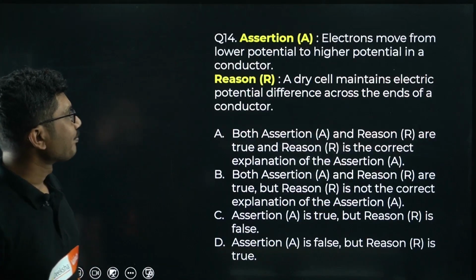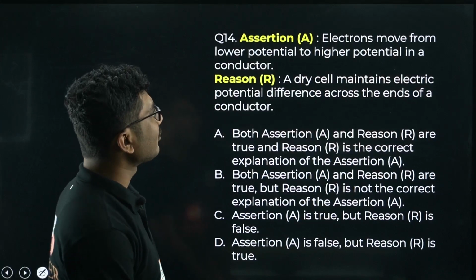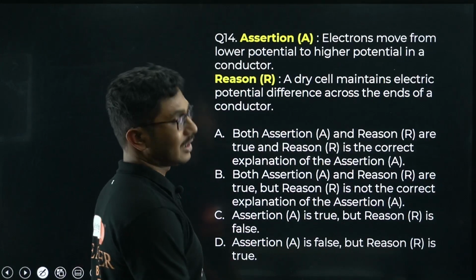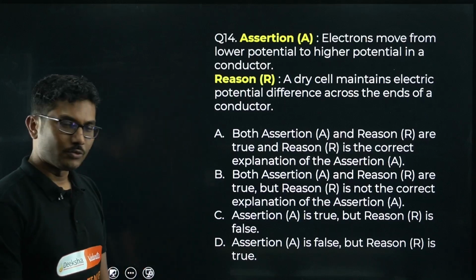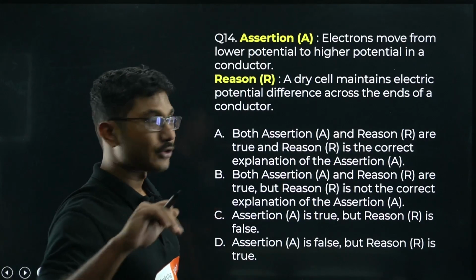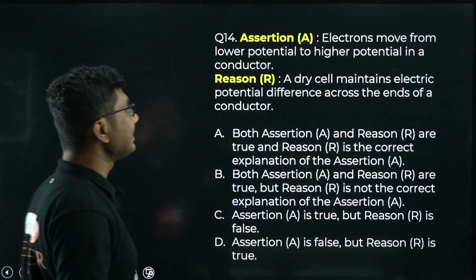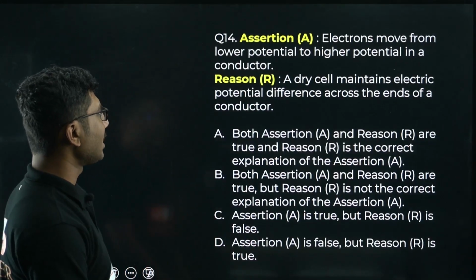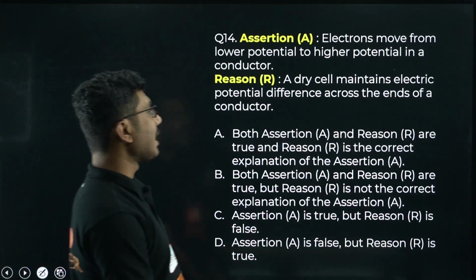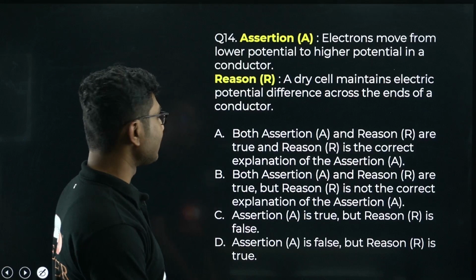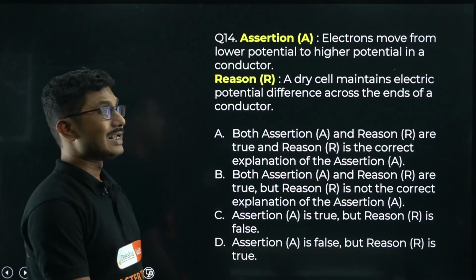Now the next question, an assertion-reason based question. Electrons move from lower potential to higher potential in a conductor. So electrons move from lower potential to higher potential, while current flows from higher potential to lower potential. A dry cell maintains an electric potential difference across the ends of a conductor, so that is also correct.